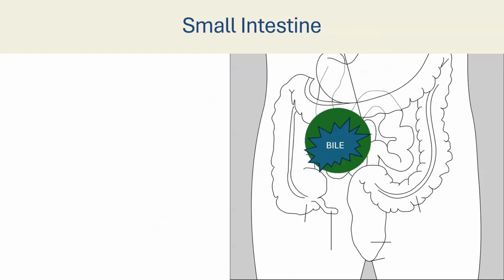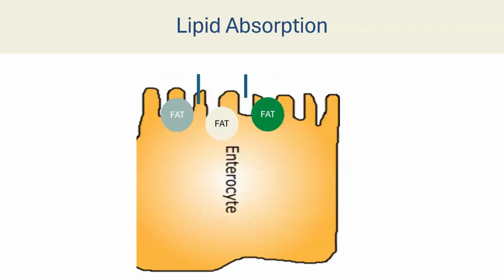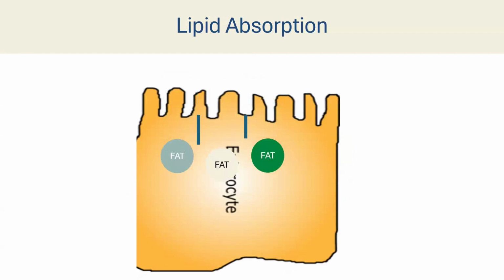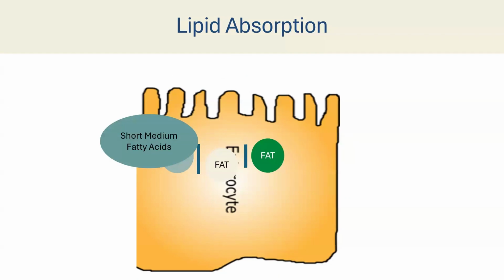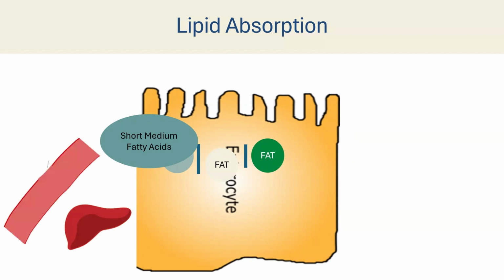Bile from the gallbladder emulsifies the fat, which allows lipase from the pancreas to break down triglycerides into fatty acids, glycerol, and monoglycerides. Fatty acids and monoglycerides are absorbed into the small intestinal cells. Short and medium-chain fatty acids enter the bloodstream through the portal vein, going to the liver and then into the cardiovascular system.